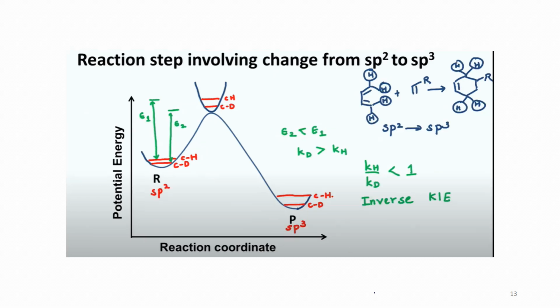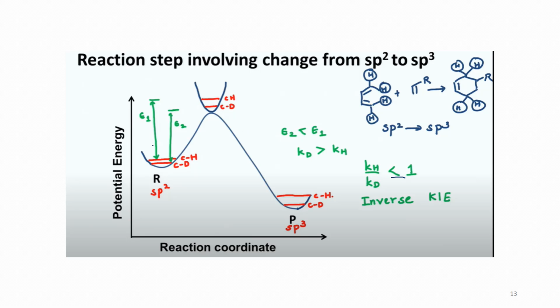Now suppose a reaction where an sp2 hybridized carbon is transforming to an sp3 hybridized carbon. What will happen in the reverse case, as in sp3? The energy of the CH gets enhanced because of the incorporation of the out of plane bending mode. Due to that, the CH energy will increase to a greater extent than that of the CD.